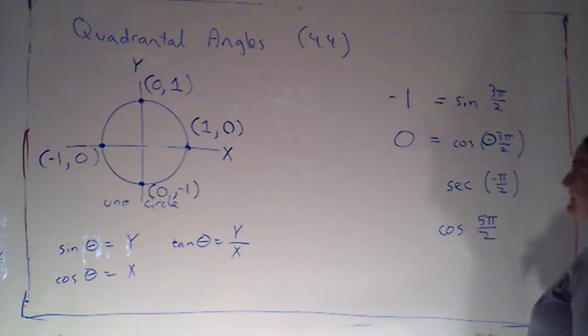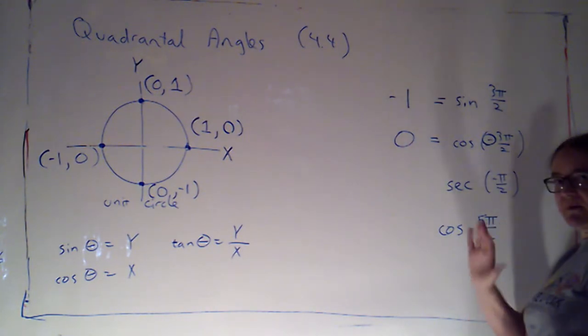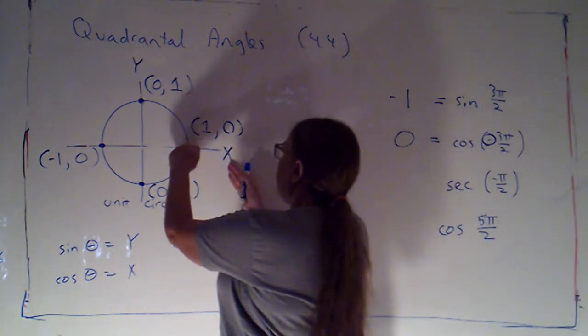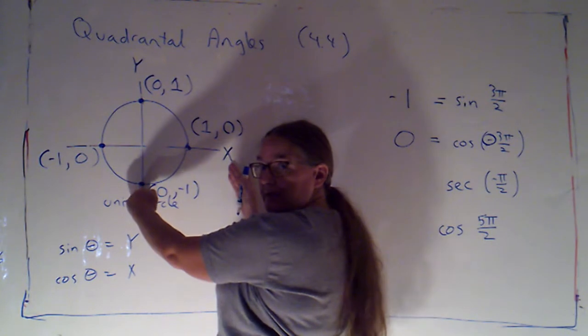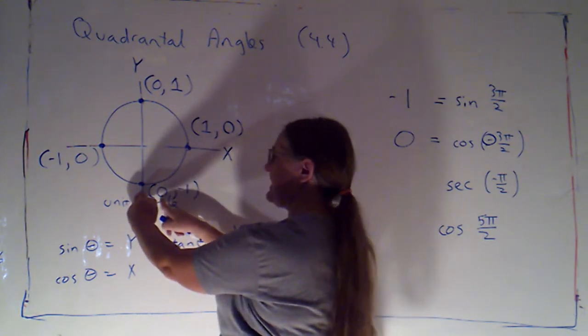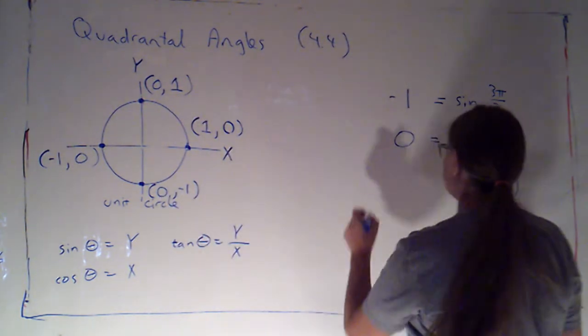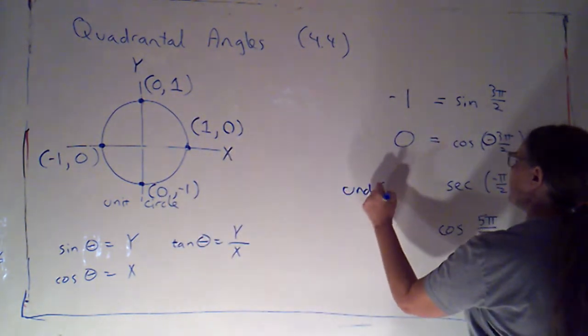Secant of negative pi over 2. So that's going to be the reciprocal of cosine. Negative pi over 2, I'm rotating down to here. Cosine would be the capital X value. That's 0. I can't take that reciprocal, so that one's going to be undefined.